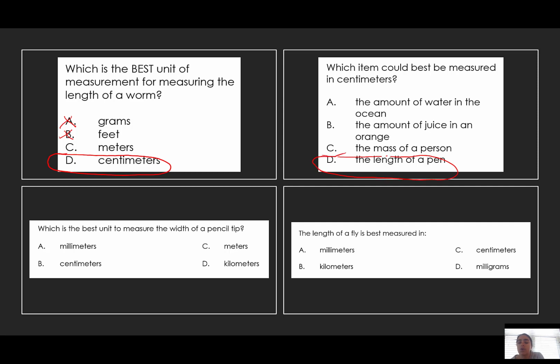The amount of water in the ocean, the amount of juice in an orange, that has to do with liquids or volume, which we're going to talk about next week, and mass has to do with weight or how heavy something is. Which is the best unit to measure the width of a pencil tip? If you look at how tiny a pencil tip is, I would say millimeters, because it's so small, and millimeters are used for really small things. The length of a fly is best measured in, a fly is pretty tiny, I would also say millimeters. You could probably also use centimeters as well.